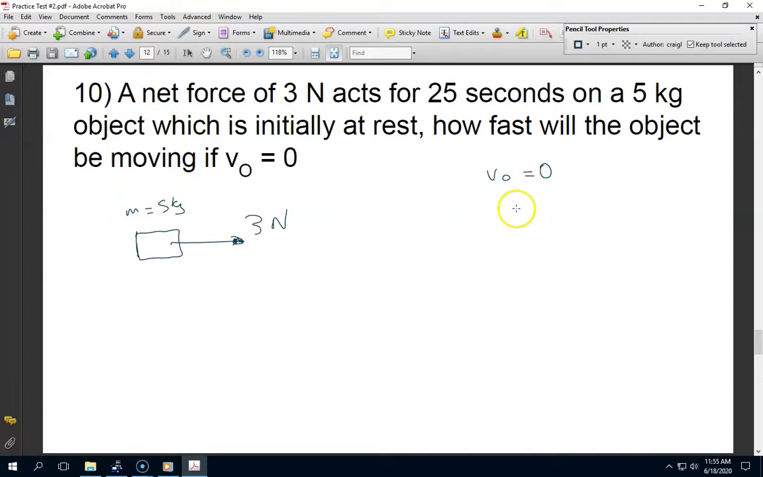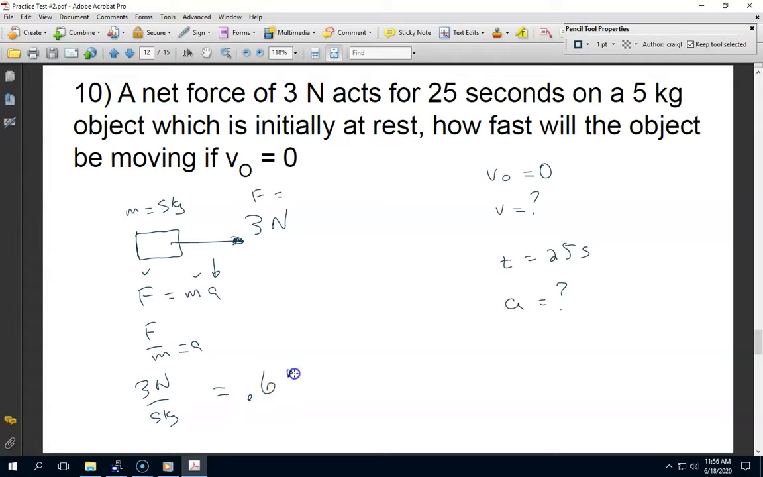Let's see what happens here. I got F, I got m. I know that somewhere in here I'm going to have to write down Newton's law. So it looks like that. I've got the force, I've got the mass. Ha! I could find the acceleration and then use it over here. Right? So F over m is going to be my acceleration. That's 3 newtons divided by 5 kilograms, which would be 0.6 meters per second squared. And now I've got that number.